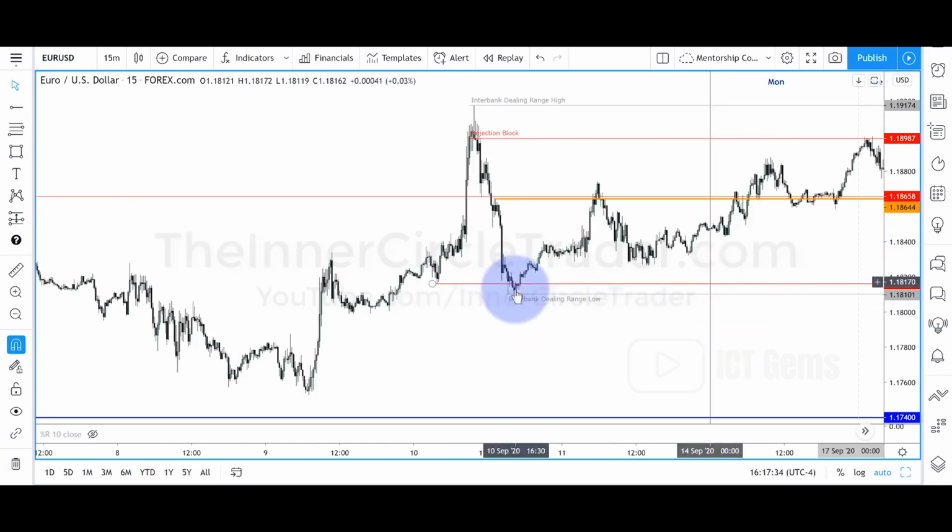You can see how we started to run higher. And once you have that dealing range, okay, the interbank dealing range means that there's going to be a lot of interest in seeing price return back inside this range to a particular price level. The line that you see here, this orange line, I'm going to outline what that is.